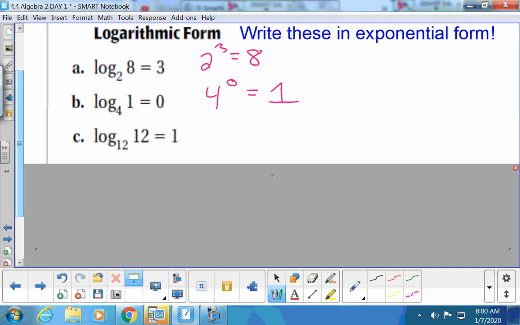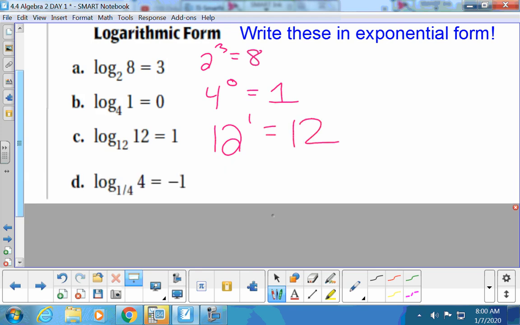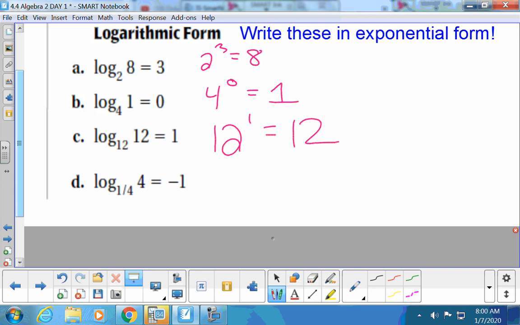All right, who wants to write part C exponentially for me? Tell me what it would look like in exponential form. How about Grace? Good job. 12 to the first equals 12, and any number to the first power is the same number right back at you.